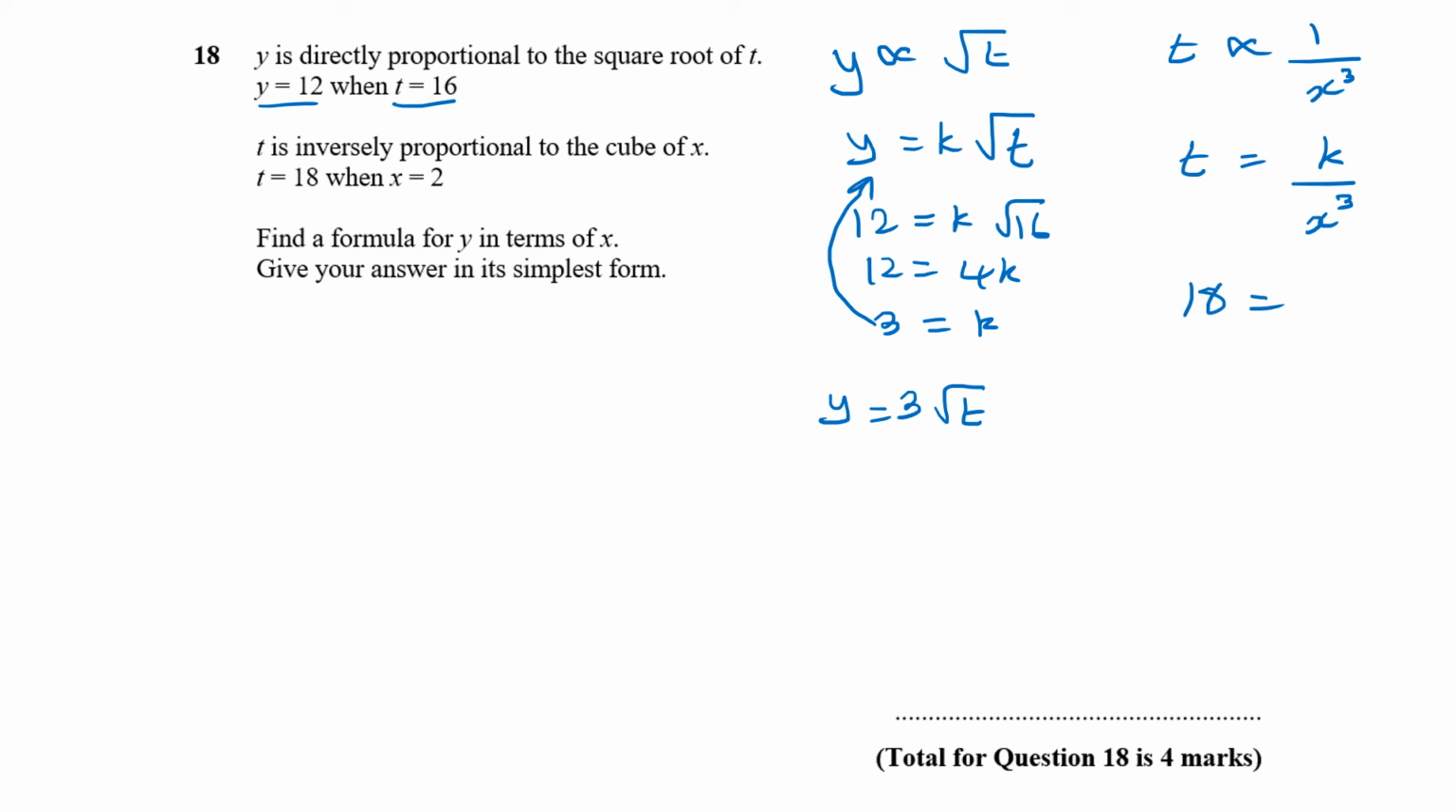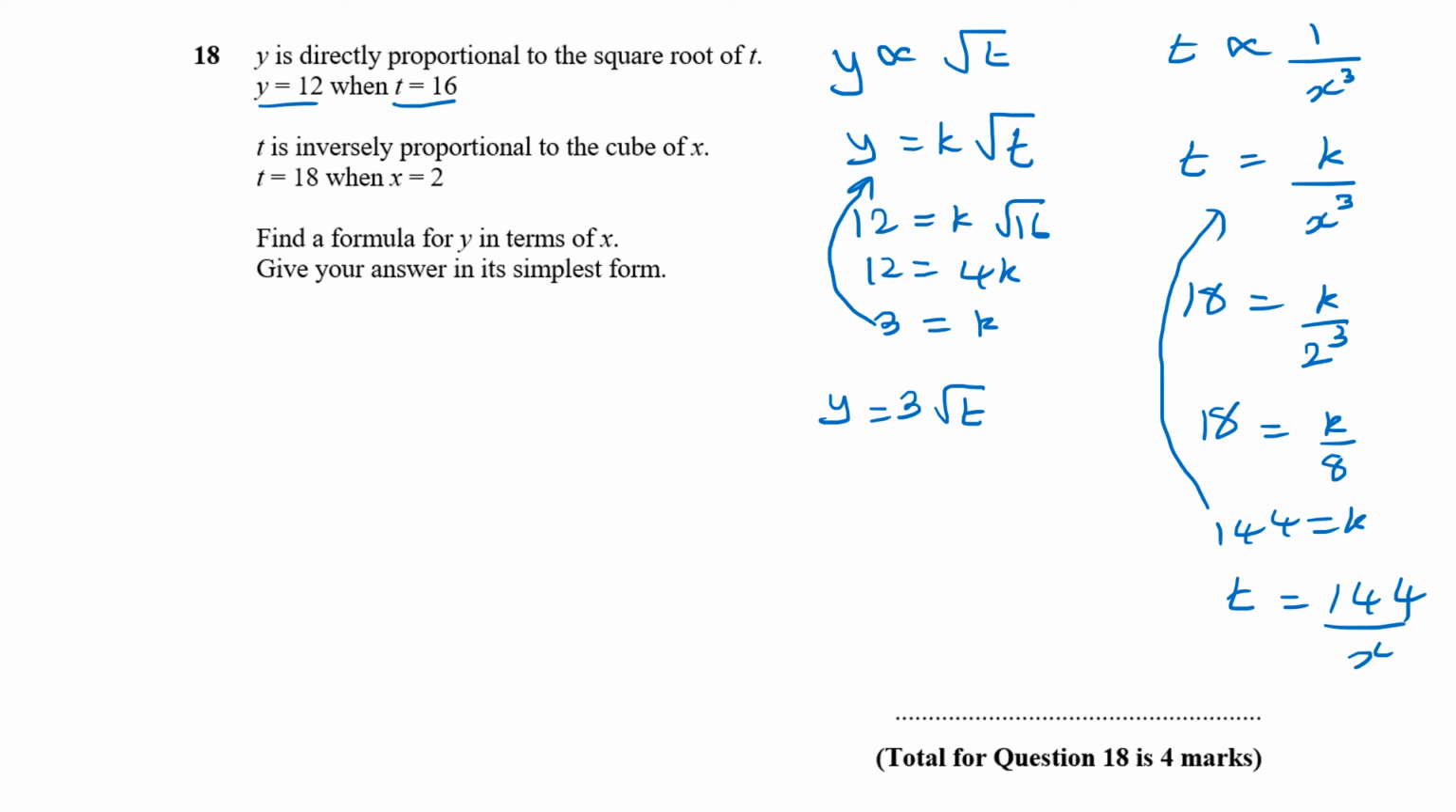We can do the same for when t equals 18, x equals 2. So 18 equals k over 2 cubed. 18 equals k over 8. 18 times 8 then. 18, 36, 72, 144. So k equals 144. And then we sub that back in to this up here. We end up with t equals 144 over x cubed.